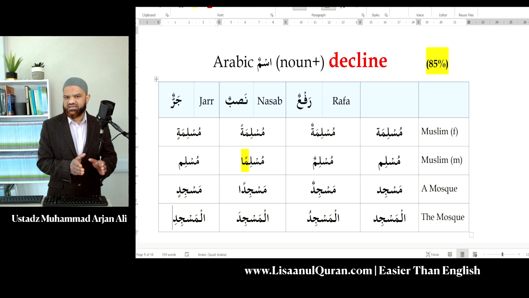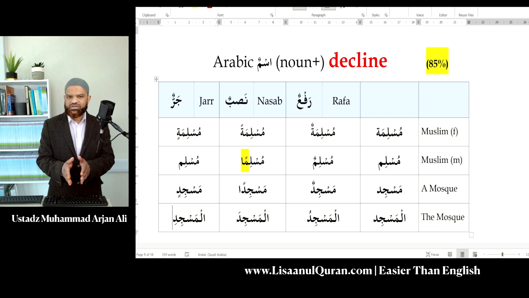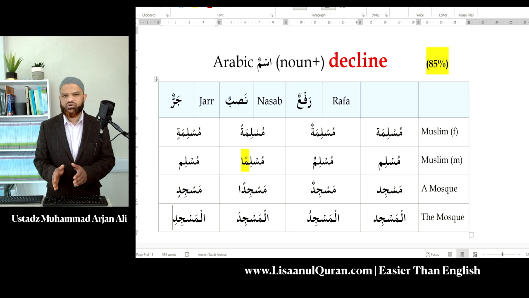When you put Al in front, which is the equivalent to "the" in English, you say Al-Masjidu, al-masjida, al-masjidi. One of the rules of the Arabic language is that you can't have Al and tanween together. So this is called declension, and each declension has a name. So muslimatun, muslimatan, muslimatin, muslimun, musliman, muslimin. This is the way 85% of the words, isms in Arabic, will decline to indicate the role, the function it is playing in the sentence.